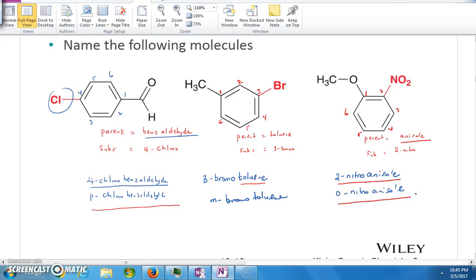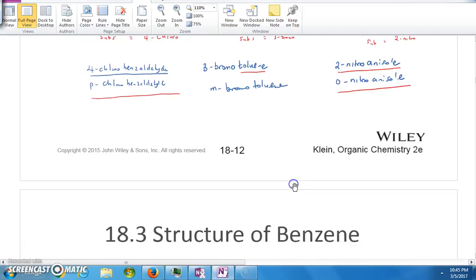Remember, you only use ortho, meta, and para when you are looking at di-substituted benzenes. You don't use ortho and para when you are looking at tri-substituted or mono-substituted benzenes. Okay, so make a note of that.